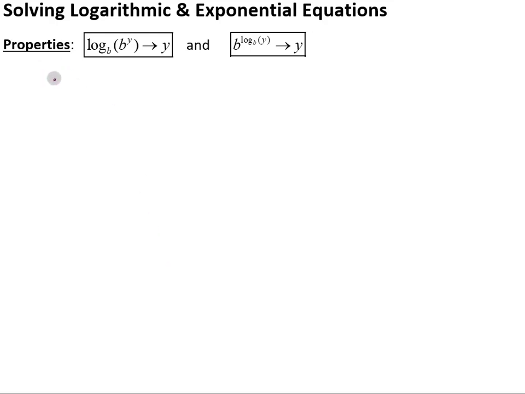All right, welcome back everyone, and buckle up because we have a lot to cover today, talking about how to solve logarithmic and exponential equations. Okay, so we have these two properties that we've written down before, that if I have log base b of b to the y power, that essentially the log base b and b cancel each other out, and we're left with y. Okay, we're going to use that property today.